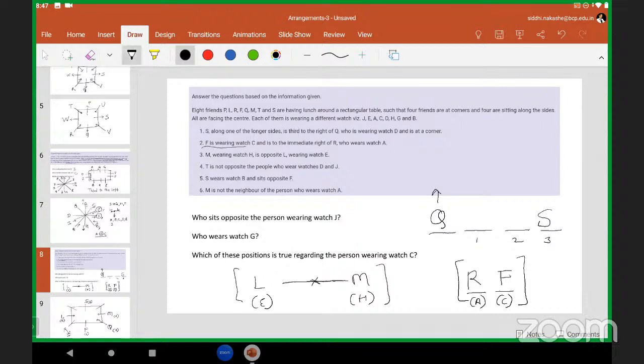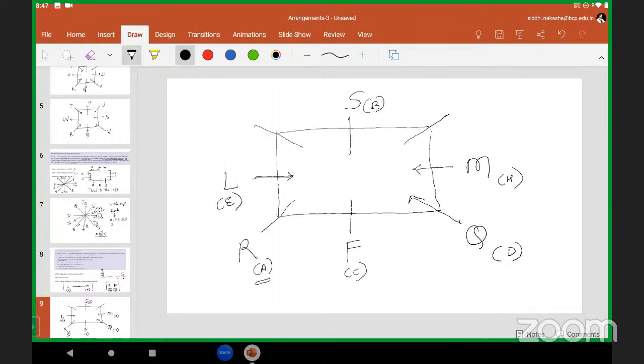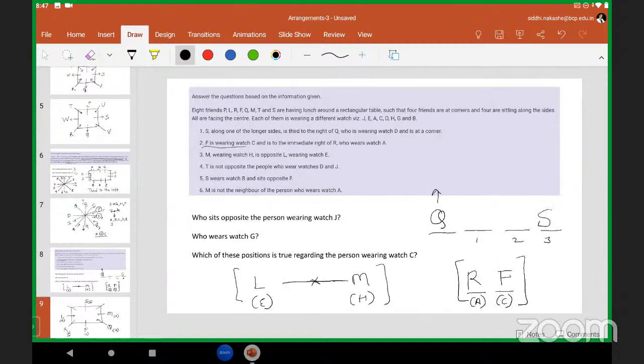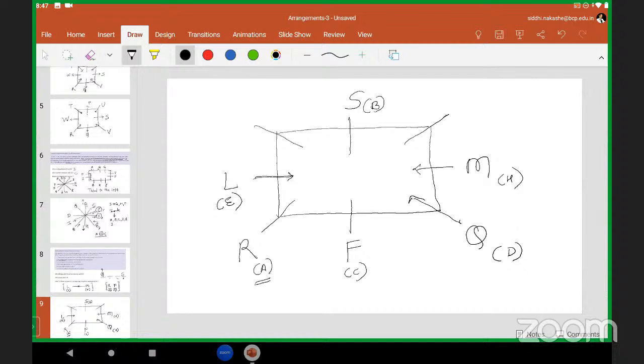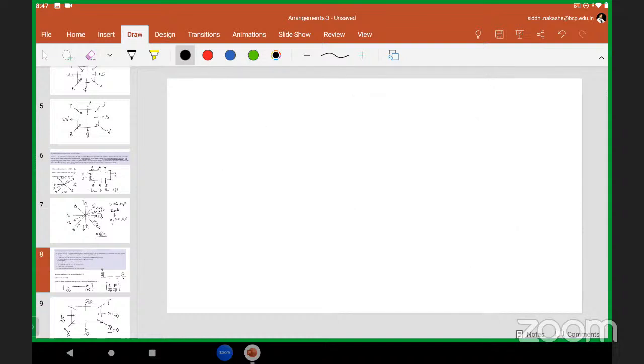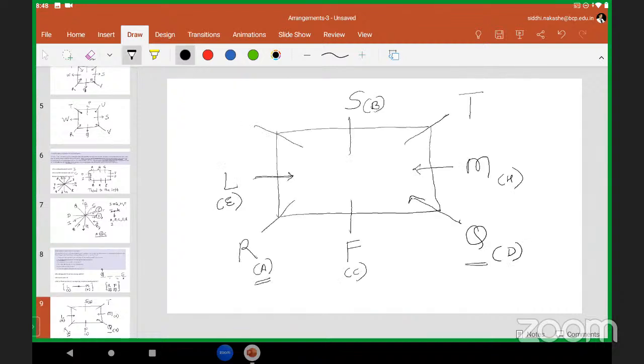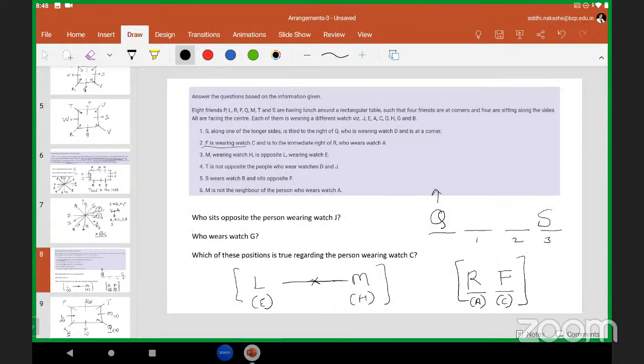T is not opposite the people who wear watches D and J. So we are talking right now about T. T is not opposite someone who is wearing watch D, which means if Q is wearing watch D, T cannot be on the opposite side of Q. Now we have T over here. So we have solved this set. So the only person remaining, P, will come over here. We have got all the persons.